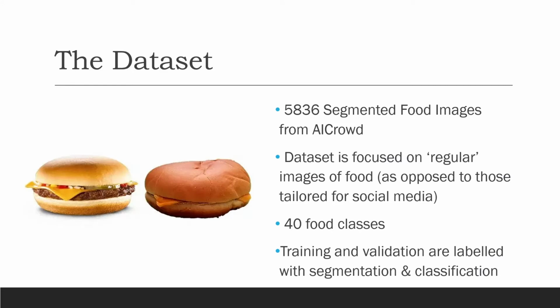So this data set that we're given contains about 5,800 images. A lot of the images are regular images of food, not what you might see on TV or in a menu, more like what you would actually get when it's on your plate. There's about 40 food classes, and the training and validation are labeled for segmentation and classification.